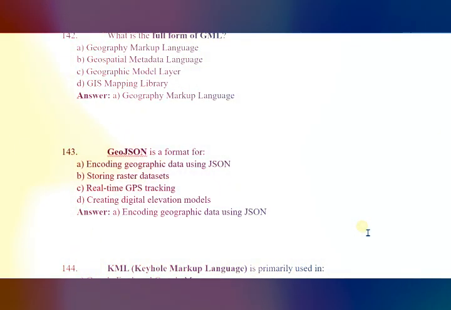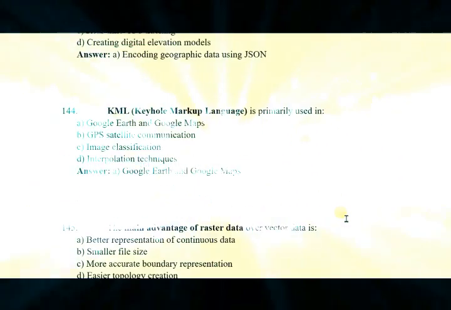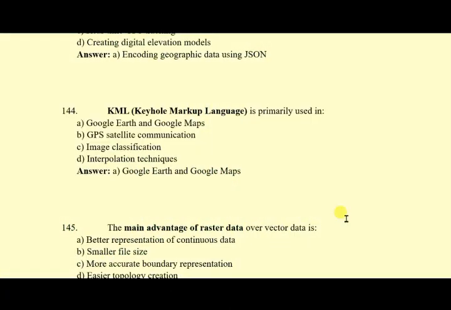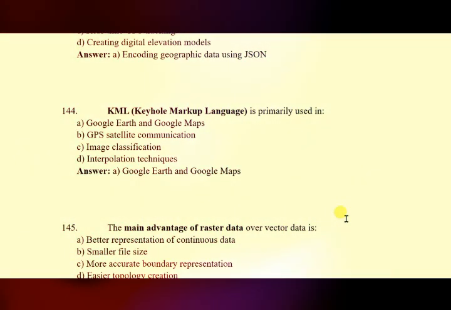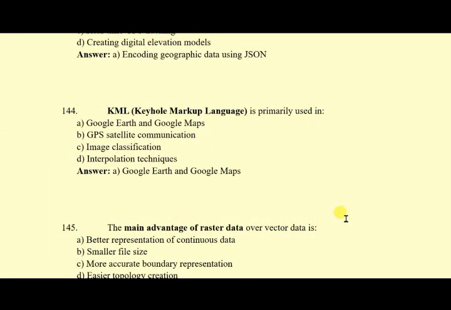GeoJSON is a format for encoding geographic data using JSON, storing raster datasets, real-time GPS tracking, creating digital elevation models. Encoding geographic data using JSON is the right answer. Question 144. KML, Keyhole Markup Language, is primarily used in Google Earth and Google Maps, GPS satellites communication, image classification, interpolation techniques. So the right answer will be Google Earth and Google Maps.